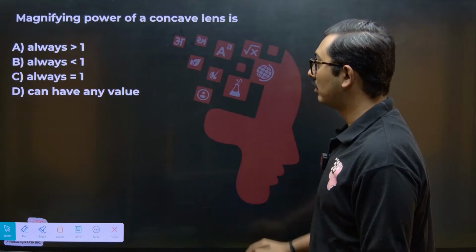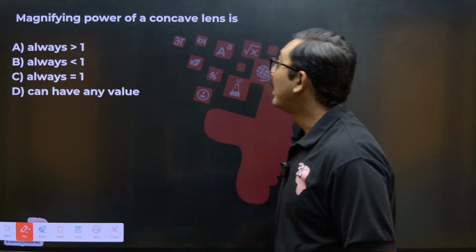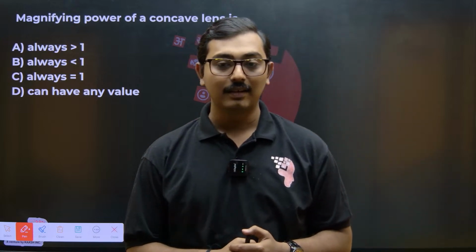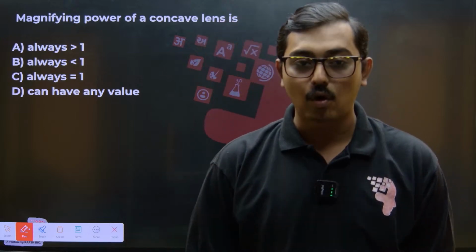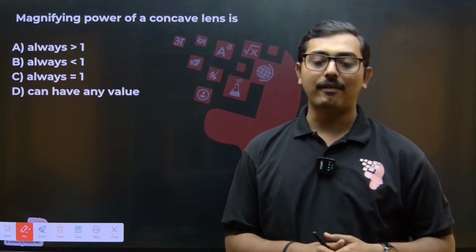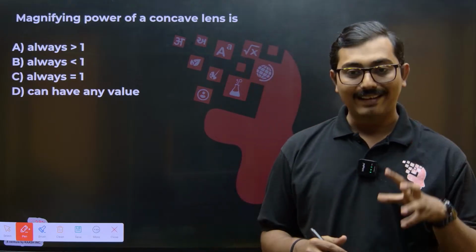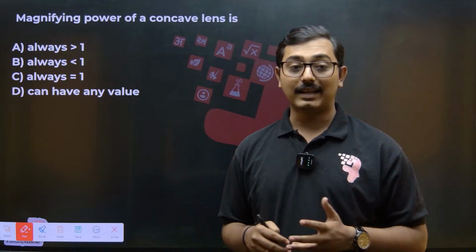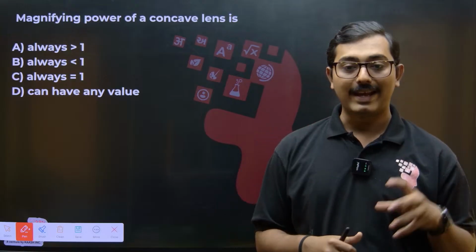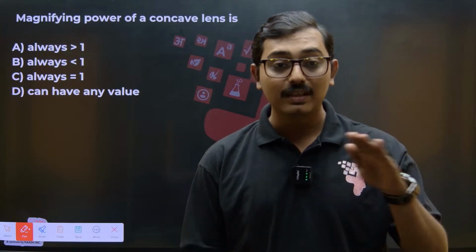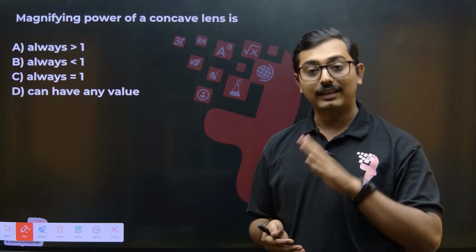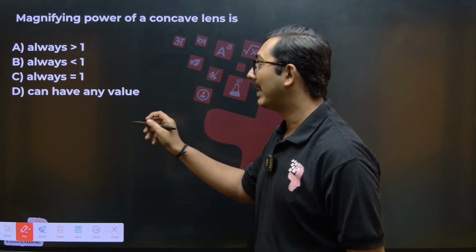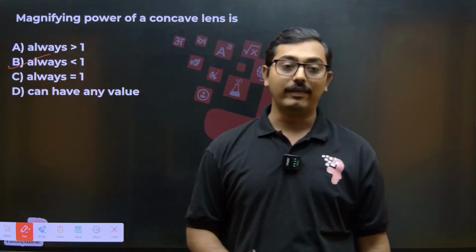Next. Magnifying power of a concave lens, as earlier discussed, has been asked for a concave lens. What could be the magnifying power of it? Obviously, a concave lens is a kind of lens which is diverging. As it is diverging, it is going to diminish the size of the image compared to the object. So the size of the image is going to be diminished, hence it should be less than 1. It is always less than 1.